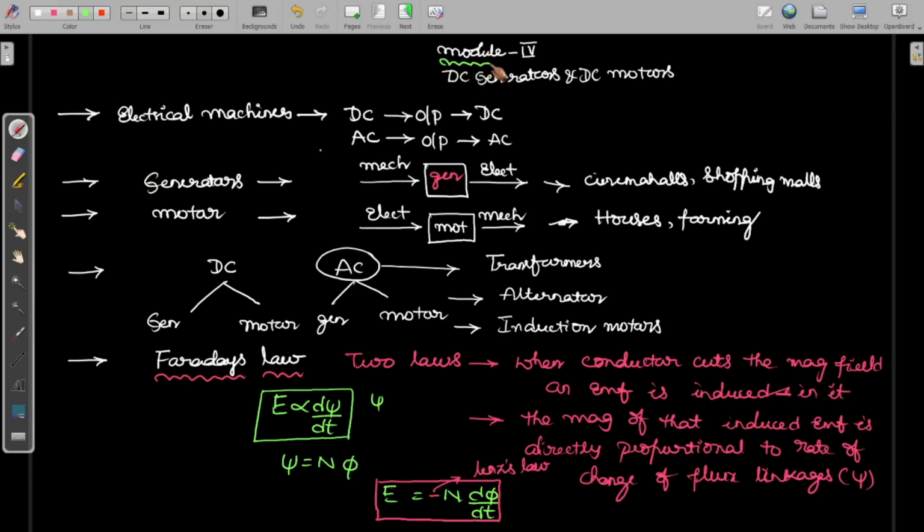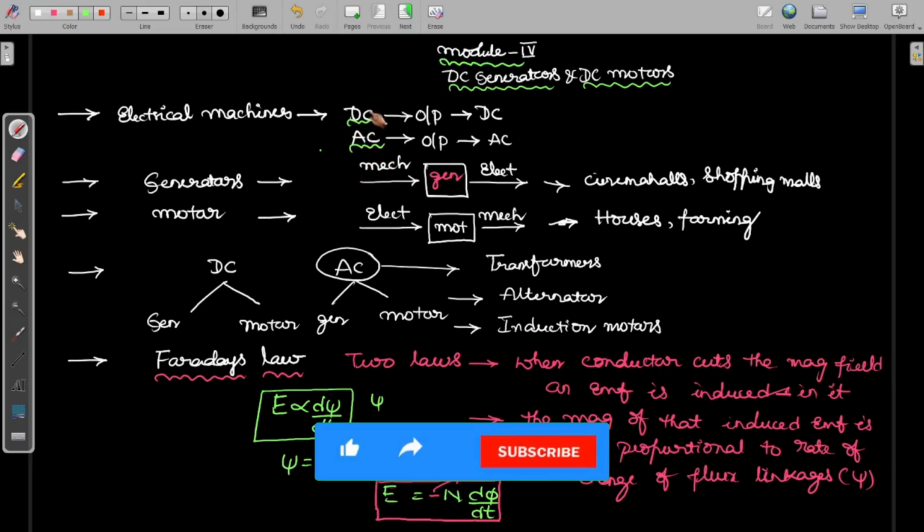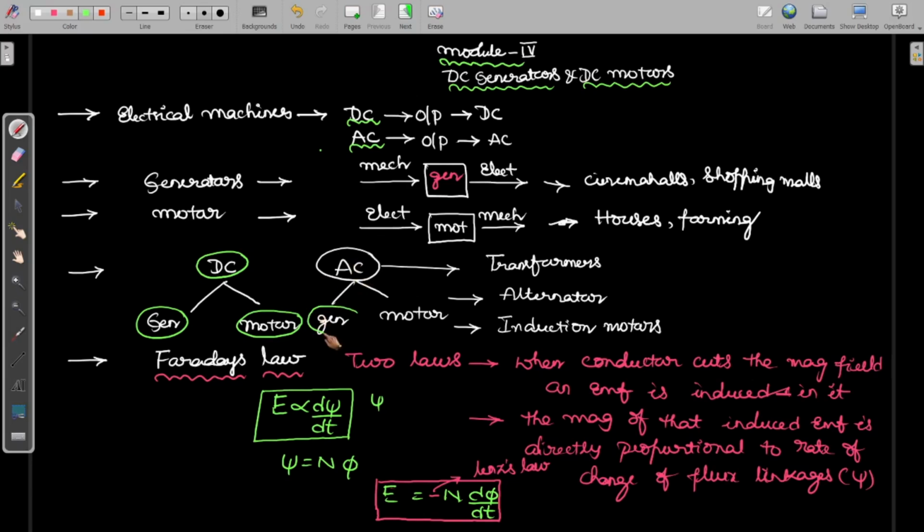Today we are going to start module 4. In module 4 we have DC generators and DC motors. In the case of electrical machines, what types do we have? First we have DC machines and we have AC machines. In the DC machines, what you are going to study in your syllabus are the DC generator and DC motor. In the case of AC machines, we have AC generator and AC motors.